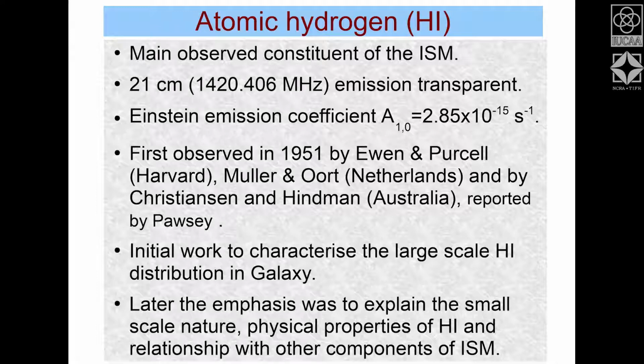for hydrogen, and the transition probability is 2.8 times 10 to the minus 15 per second. So you can see that if you are looking at a few atoms, you have to wait for a very, very long time, which you cannot. So that's why if you are taking a small area in a lab, it is difficult to detect it.